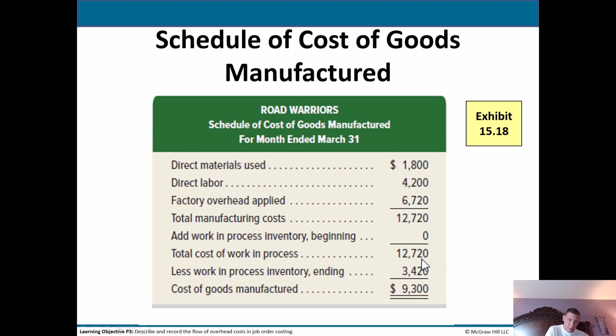And then we just say, okay, well, what was our work in process inventory ending? And we had $3,420 worth of stuff that we are still working on that will be finished, completed most likely in the next period. So our cost of goods manufactured was 9,300.